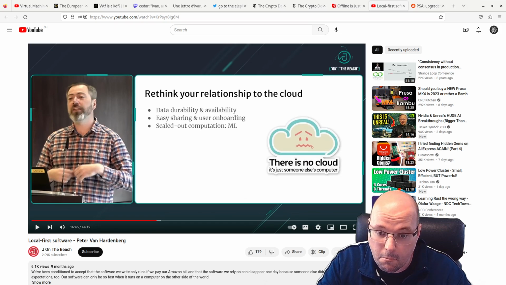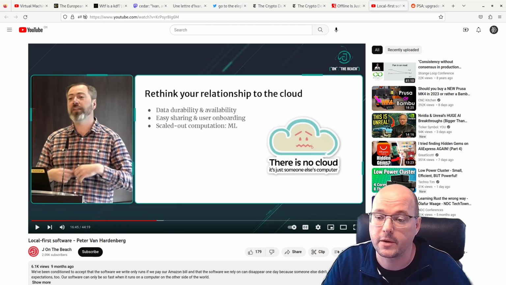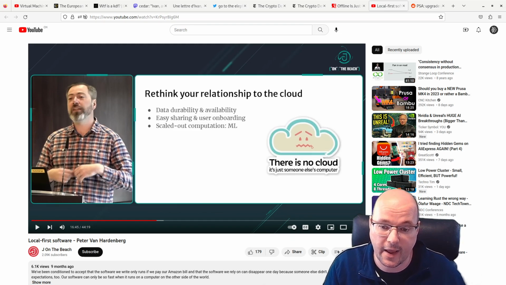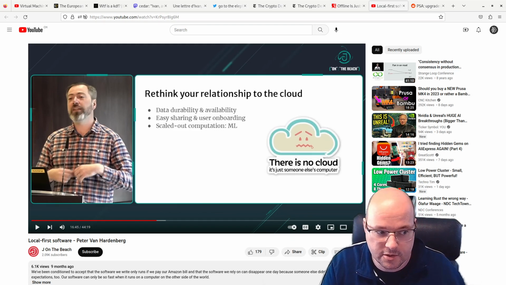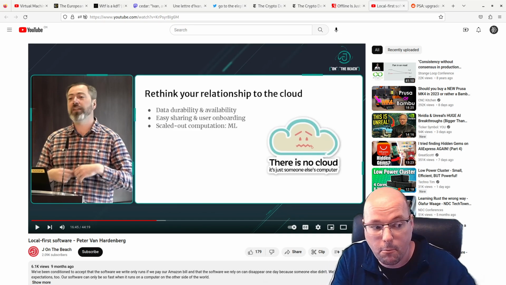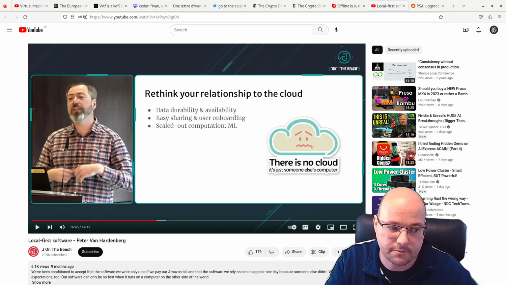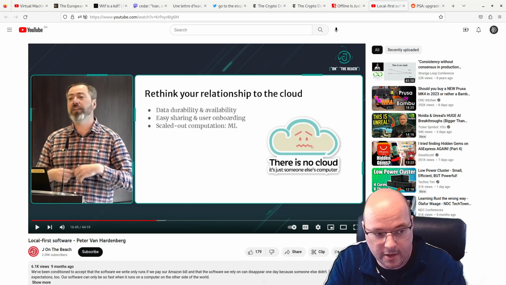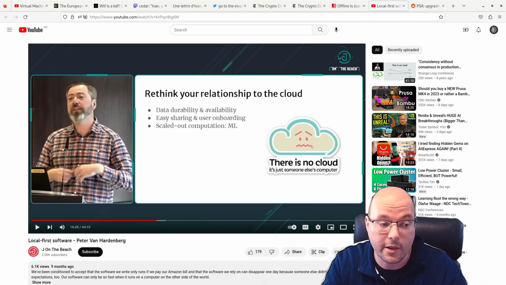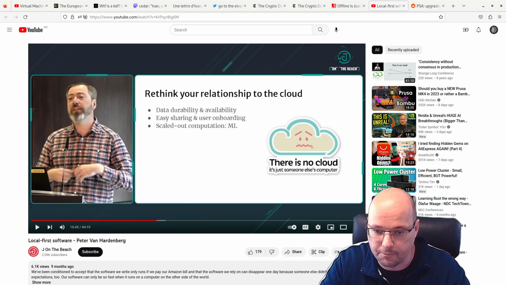CRDTs enable multiple replicas of data to be updated independently and concurrently without the need for coordination or locks, making them suitable for applications that require low latency and high fault tolerance. So this is just basically a Git merge without the conflicts. Yes, that exists. Well, not the Git merge without conflicts, but there are algorithms and mechanisms where this is possible.